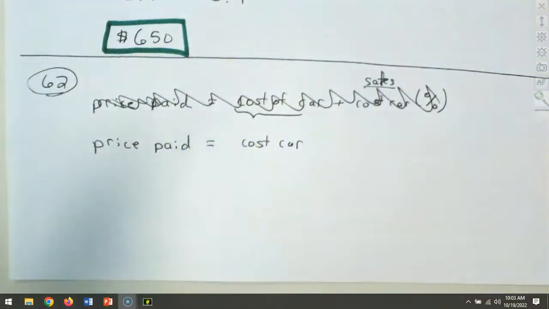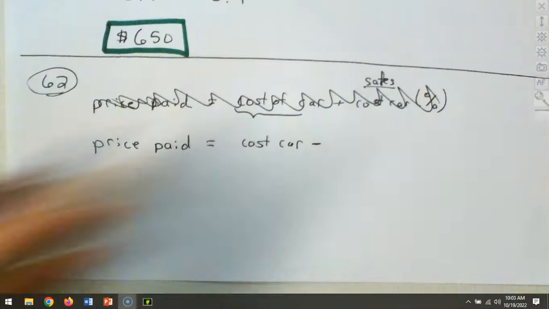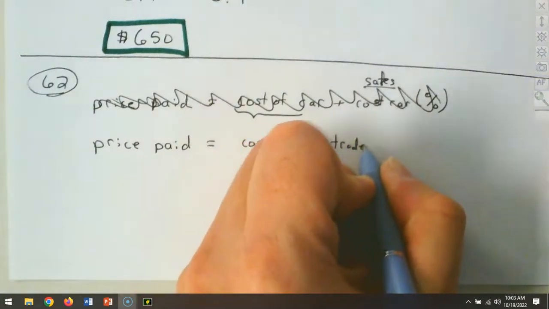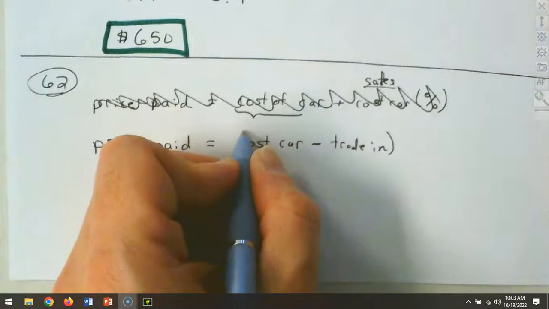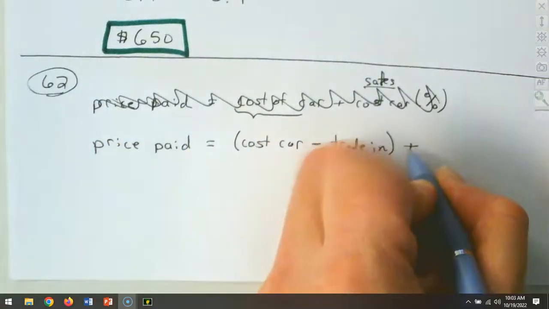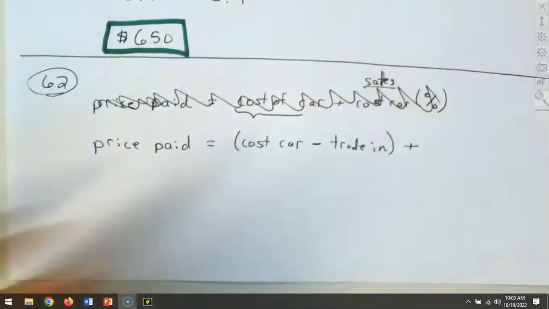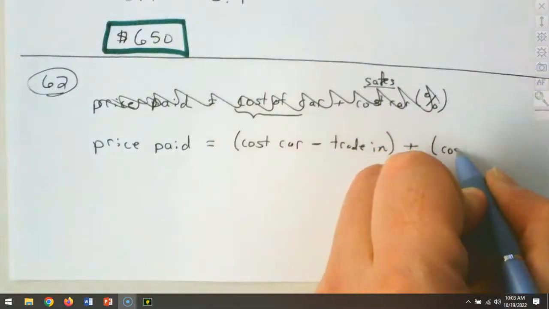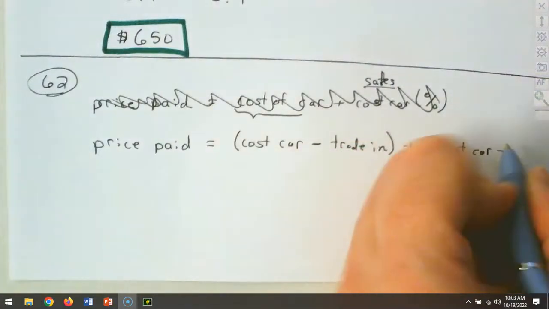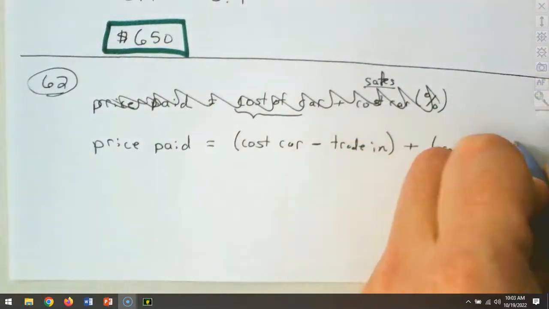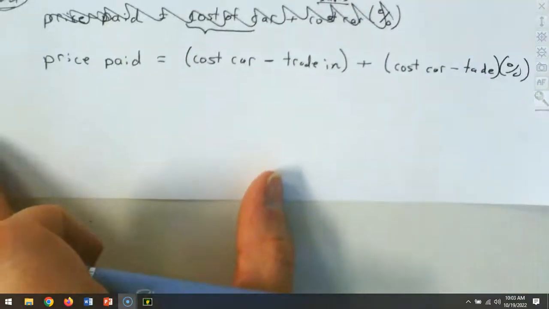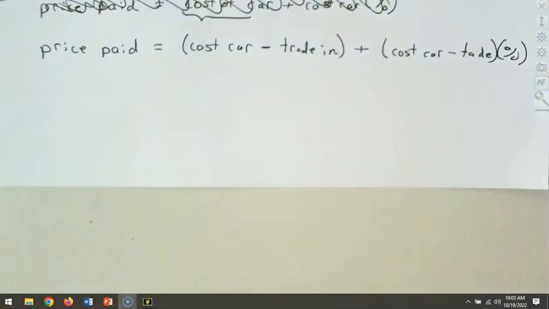Then we take off what? Then we take off our trade-in. Okay, so the cost of the car minus the trade-in, and then we have to take the sales tax on that. Because that's how it works, right? If you remember how a dealership works, a lot of times you're better off trading in a car to the dealership because you get to take that trade-in cost off in your taxes.